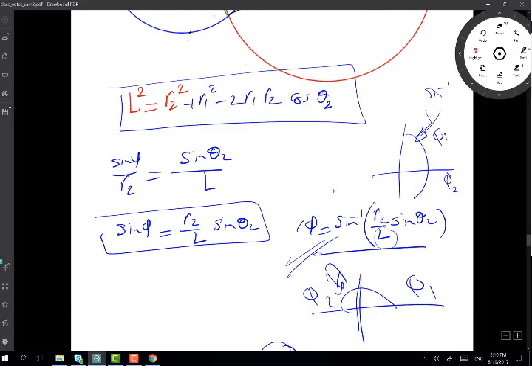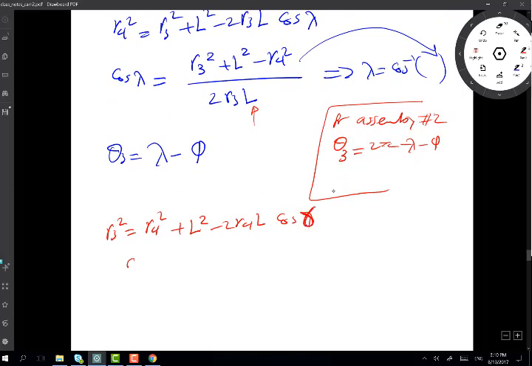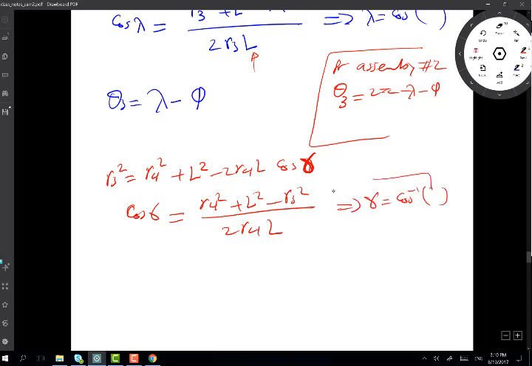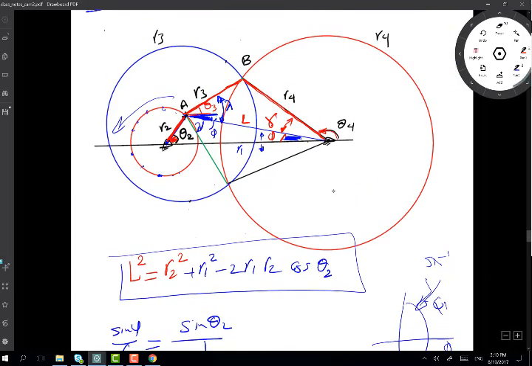Okay, r4 and l minus 2 r4 l cosine lambda, and then I can get an expression for, no, this one was gamma, in fact, sine gamma, and then I can get an expression for cosine gamma by saying it is r4 squared plus l squared minus r3 squared over 2 r4 l. So I get gamma from cosine inverse. This gives me an expression for the angle gamma, which is the angle subtended here.